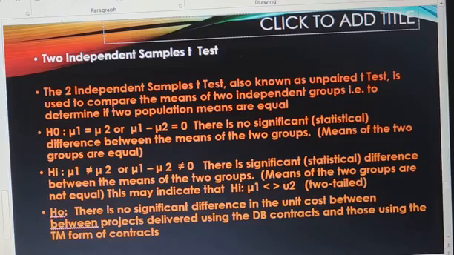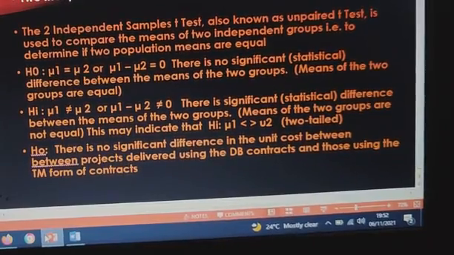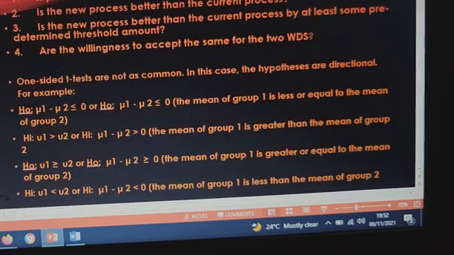This may indicate that H1: mu1 not equal to mu2, two-tailed. H0: there is no significant difference in the unit cost between projects delivered using the DB contracts and those using the TM form of contracts. Two sample t-tests can be used to answer the following questions.